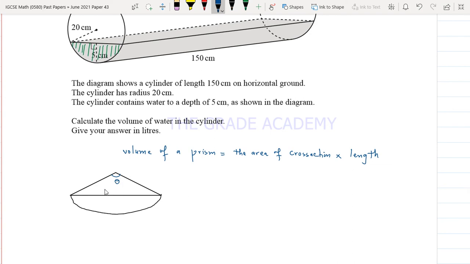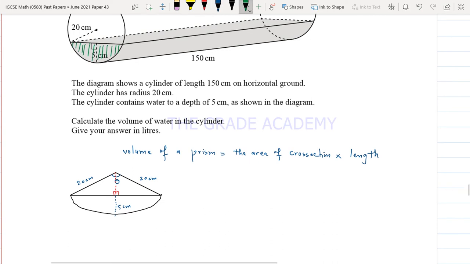Now the sides of this upper triangle are 20 centimeters each, 20 centimeter, 20 centimeter, because they are the radii of the same circle. Now let us drop a line which is perpendicular over here. So now we are going to split this whole triangle into two same right triangles. Now we already know that this length is 5 centimeter.